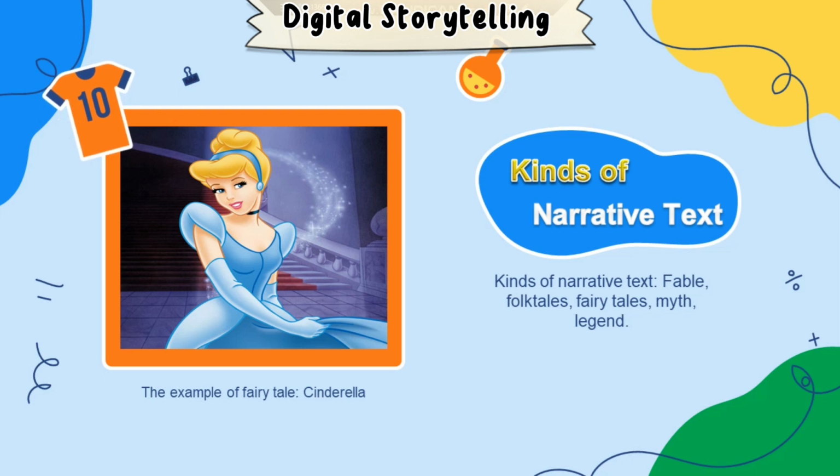What is fable? Fable is a short allegorical narrative making a moral point, traditionally by means of animal characters who speak and act like human beings. The examples of fable in narrative text are Mouse Deer and Crocodile, The Ants and the Grasshopper, The Smartest Parrot, The Story of Monkey and Crocodile.